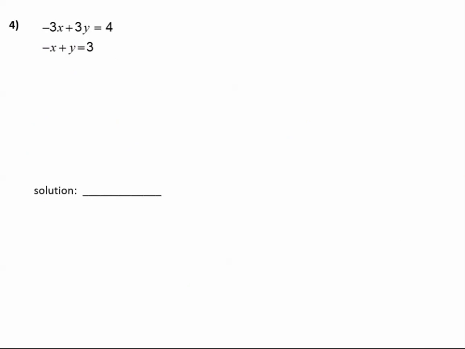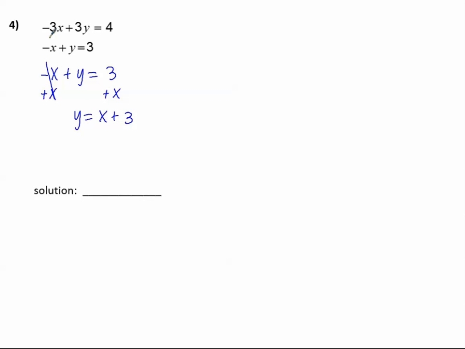Let's look at number 4. We have to isolate a variable in one of these equations. Notice the first equation has a lot of stuff in there, so the second equation, which has less stuff, no coefficient for this y, would be easier to isolate. So let's take that second equation and get the y by itself. How? Well, adding x to both sides would get rid of the x. So y equals x plus 3.